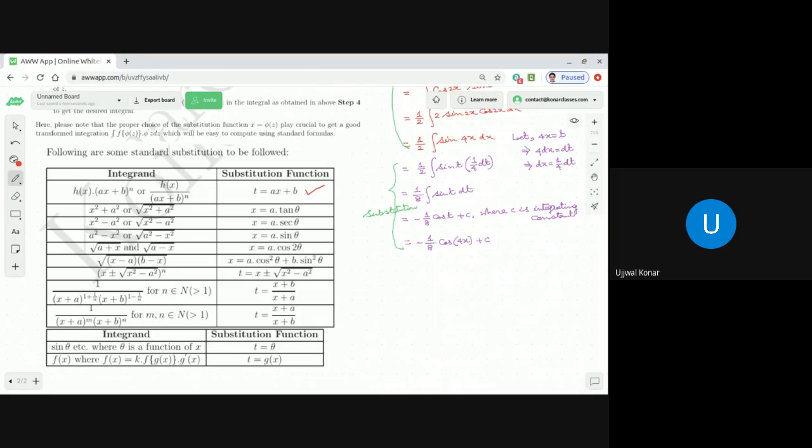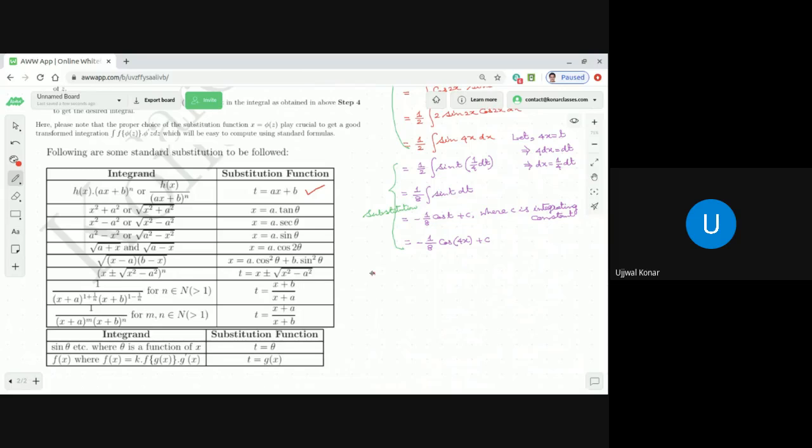What is the advantage of remembering this thing? You save time in the exam hall. Correct or not, dear students? Suppose an integration is given, integration of 1/(x squared plus a squared) dx. You simply say it is x = a tan theta. Are you getting my point, what I'm talking about?